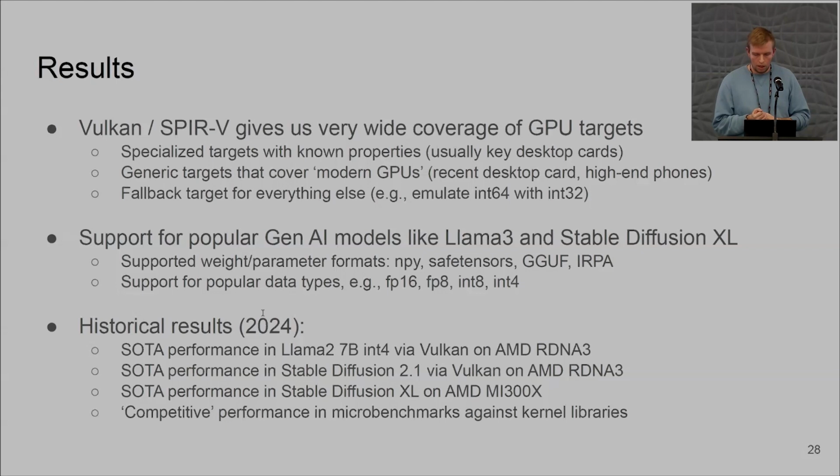And last year we had pretty good performance over some common models like Llama and Stable Diffusion. I'm not presenting the exact benchmark results here, but I claim that we had state-of-the-art performance on some AMD devices in the past, meaning that we had the fastest known implementation at some point in time last year. And in micro benchmarks against kernel libraries, we are competitive in a sense that our code generation is sometimes better, sometimes worse than handwritten kernels. On average, it is slightly slower.